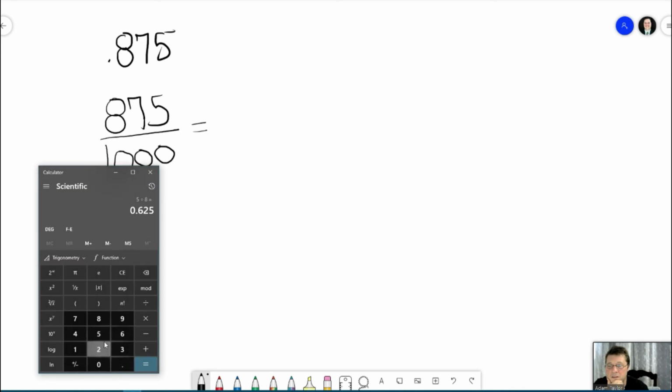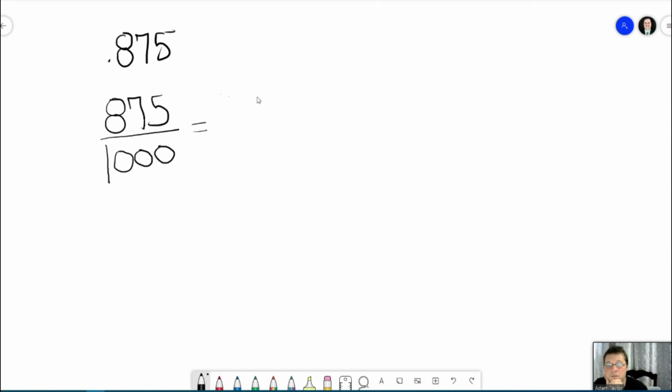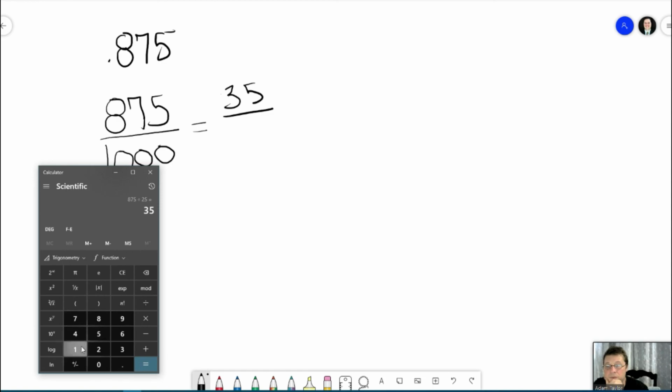So if we get our calculators and we say 875 divided by 25, we get 35. So we'll just write that, 35, and then 1,000 divided by 25, oops, is 40.